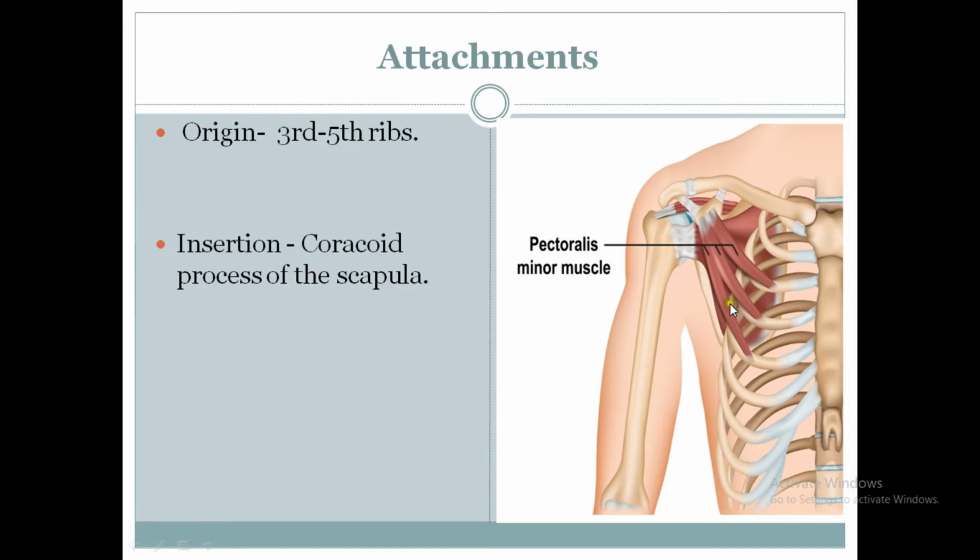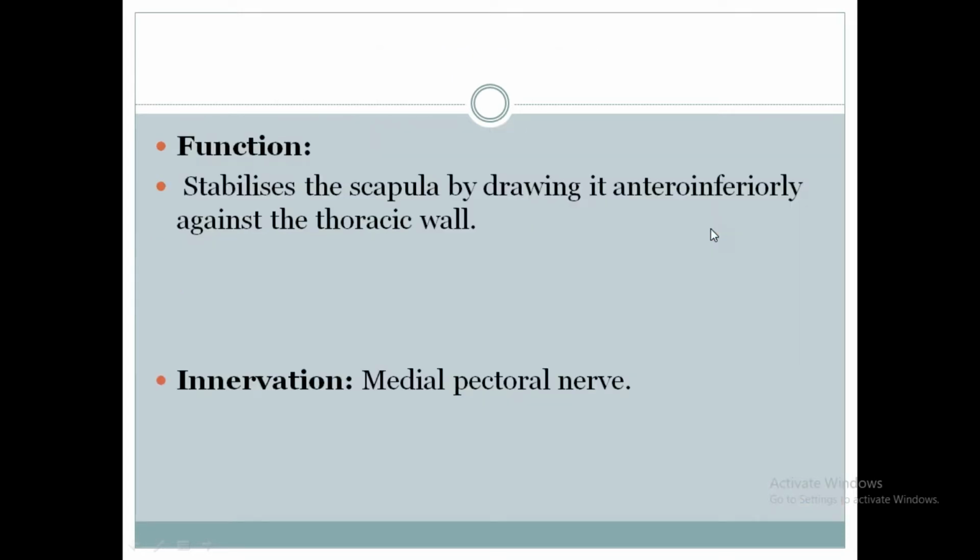And the pectoralis minor muscle gets inserted into the coracoid process of the scapula. The function of the pectoralis minor muscle is to stabilize the scapula by drawing it anterior-inferiorly against the thoracic wall. Innervation would be the medial pectoral nerve.